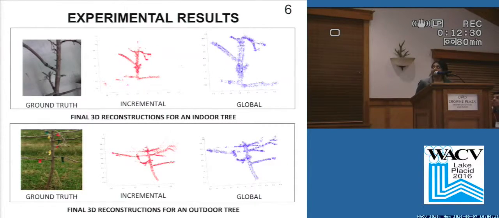Here are some of the results of my experiment. I have shown the ground truth results of an indoor standalone tree and one outdoor tree. And here are the two different models from the incremental approach and the global approach. I would be discussing these methods in detail during the poster session.